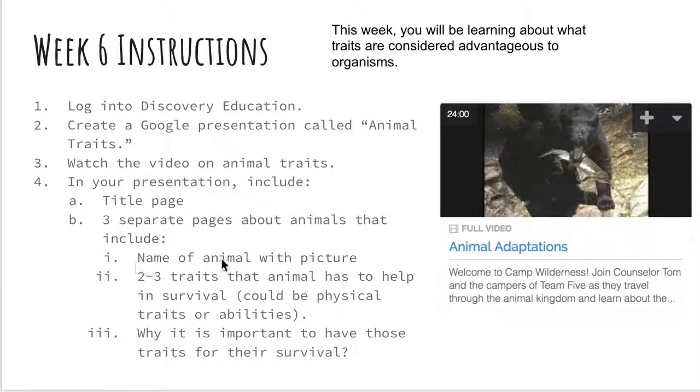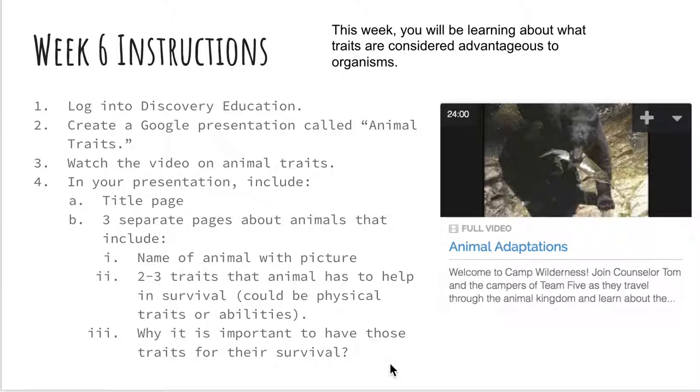Make sure that you have the name of the animal with a picture of that animal, 2 to 3 traits that that animal has to help in survival. So it could be physical traits, which would be something like long claws, or it could be abilities, so the ability to fish, certain things along those lines, and make sure that you label them and tell me a little bit why you believe that, and then why it's important to have those traits for their survival.